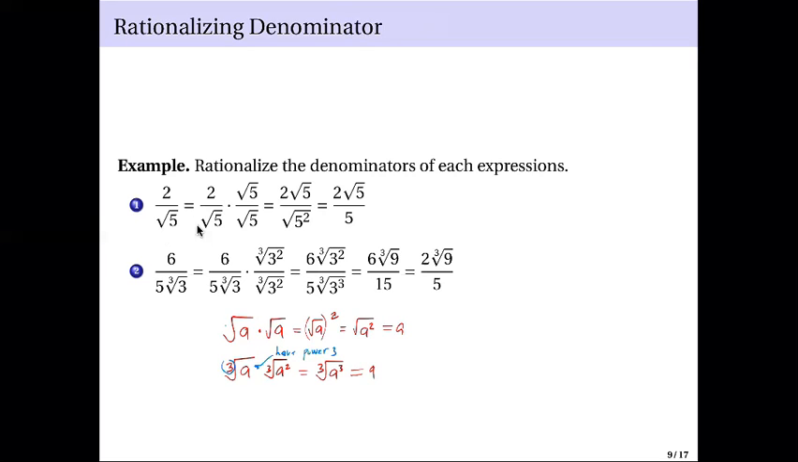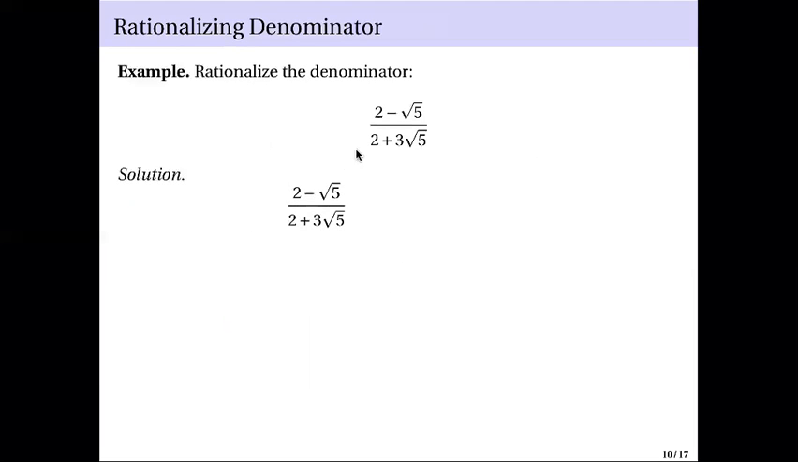So in this case, we just multiplied some radical, or multiplied both the numerator and denominator by some radical, without other numbers or other parts. Let us look at the following example here. So 2 minus square root of 5 all over 2 plus 3 square root of 5. So we want to rationalize the denominator.